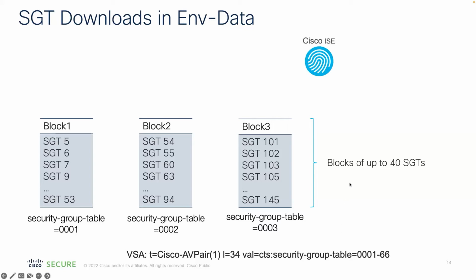If there's a change, because someone on ISE has updated an SGT, for example, then the version number will change on a particular table wherever it sits, and then the switch only needs to download that particular table or that particular block of SGTs rather than downloading the whole environment data list of SGTs. So that was just an explanation of not having to download the whole list.